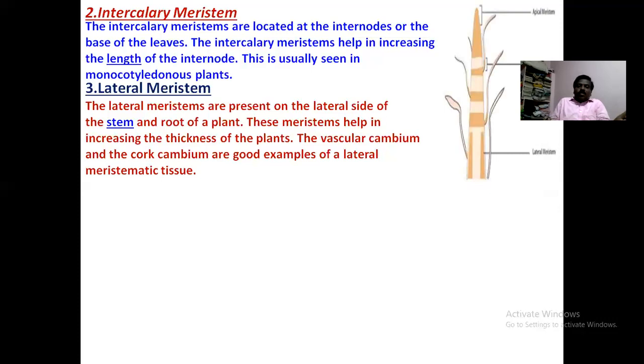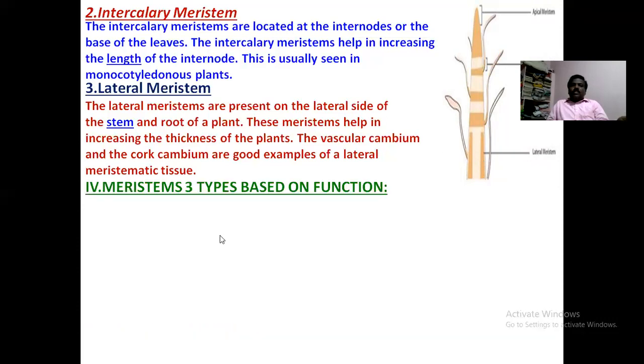You see the picture. This is apical meristem, present in the apical position of the plant body. This is intercalary meristem, present at the stem nodes. And this is lateral meristem.